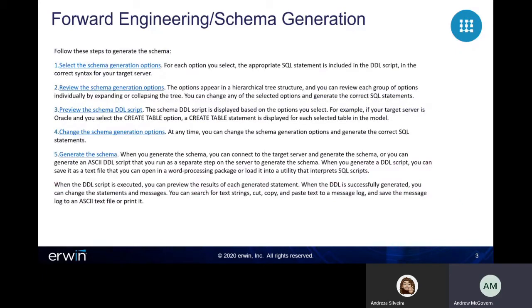All right, so these are the steps we're going to be walking through. Andresa is going to be walking us through a very simple model creation with just a few tables. So starting with entities, and then we're going to move into the tables, and we're going to look at the DDL that's been created. So the process is specify how you're going to generate your schema, review the options, preview the DDL script, change the schema generation options if you need to, and then generate the schema.